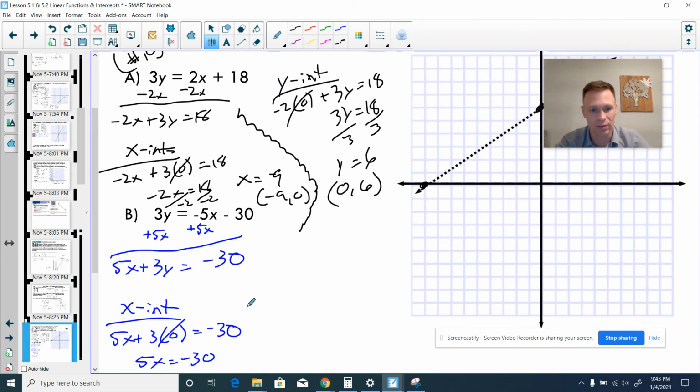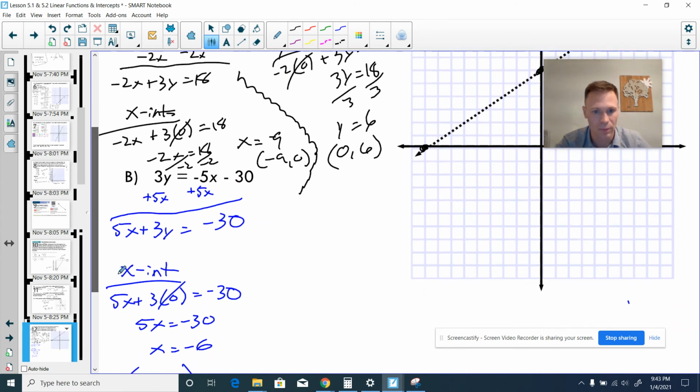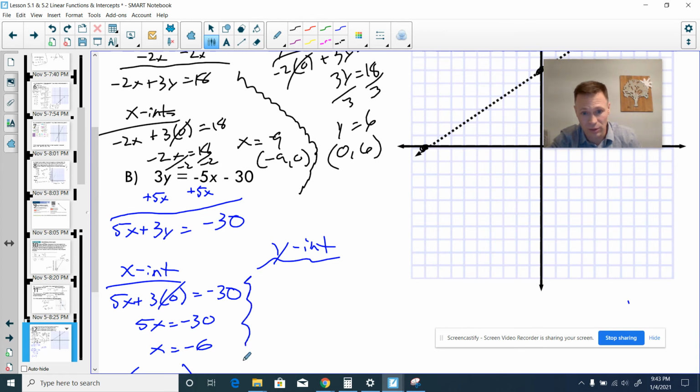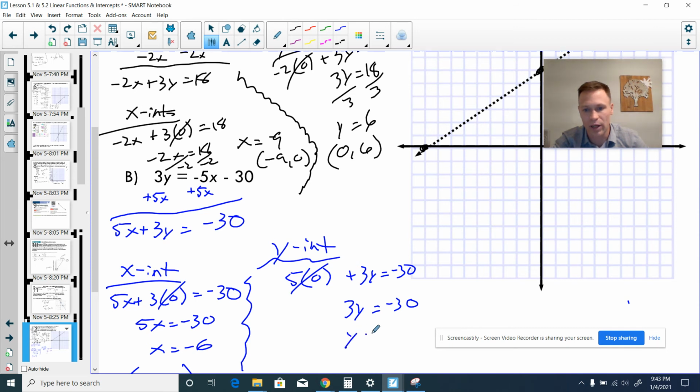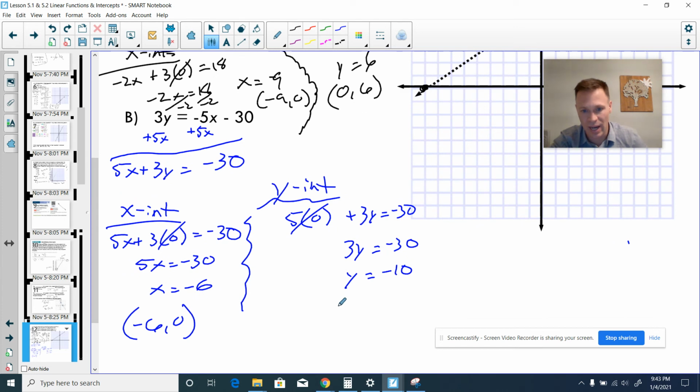I'll graph that in a second. Let's go ahead and find our y-intercept. So for the y-intercept, I'm substituting in 0 for x. Do a little separation. So I'll have 5 times that 0 plus 3y is equal to negative 30. 5 times 0 goes away. So I'm left with 3y is equal to negative 30. Divide by 3 on both sides, and I end up with y is equal to negative 10. So again, that's not a coordinate point, so I need to have 0, negative 10.